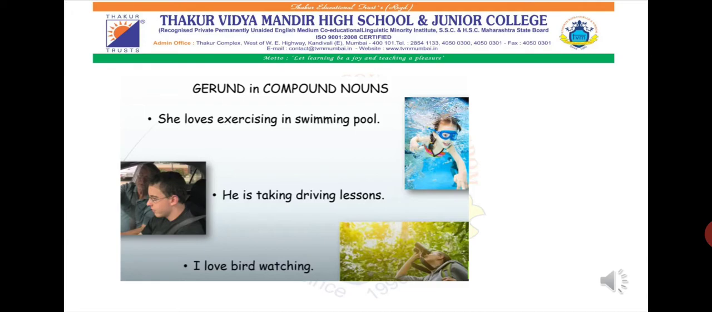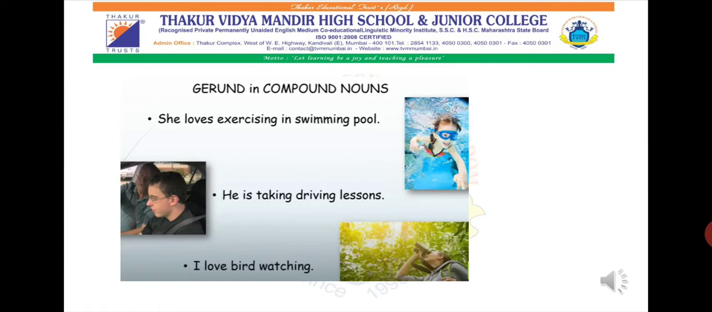Now in the next example, he is taking driving lessons. Over here we see that driving lessons is a compound noun, which acts as a gerund in that sentence. I love bird watching. Here bird is a different word, watching is a different word, but if we add them together, we get a compound noun, bird watching, and we see that this sentence is a gerund where the compound noun bird watching is used.